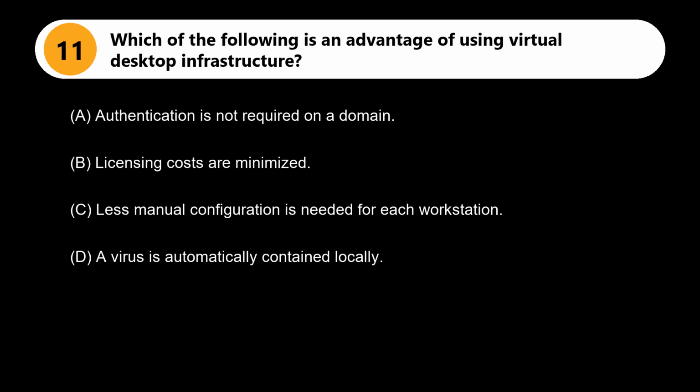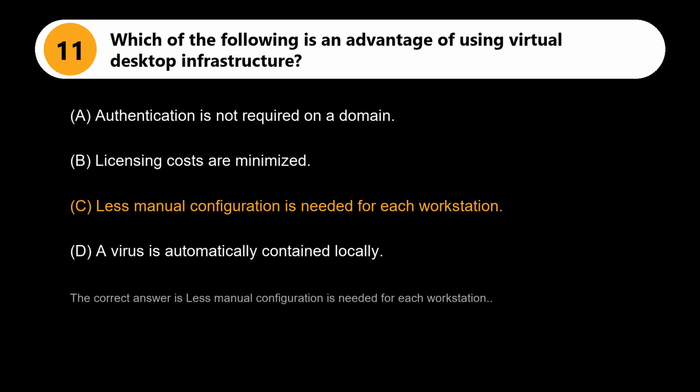Question 11. Which of the following is an advantage of using virtual desktop infrastructure? Option A, authentication is not required on a domain. Option B, licensing costs are minimized. Option C, less manual configuration is needed for each workstation. Option D, a virus is automatically contained locally. The correct answer is option C, less manual configuration is needed for each workstation.